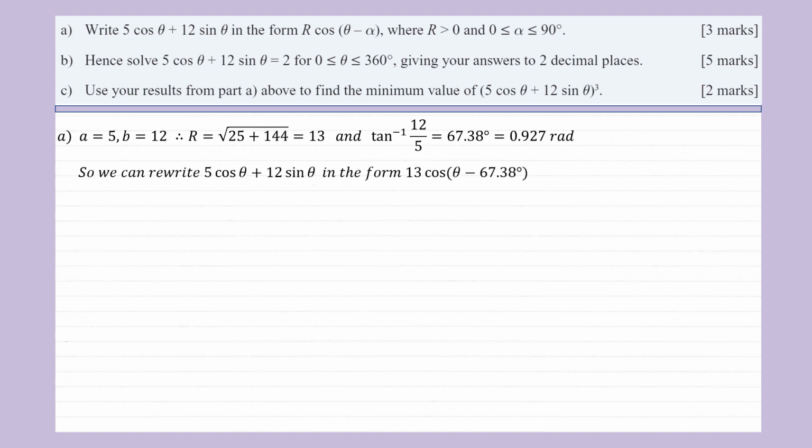And therefore we can write the 5 cos theta plus 12 sine theta, this mixture, basically it's a rewriting of the weighted sums of the cosine and the sine terms in the form of a cosine function, and the cosine function turns out to be 13 cos of theta minus 67.38 degrees.